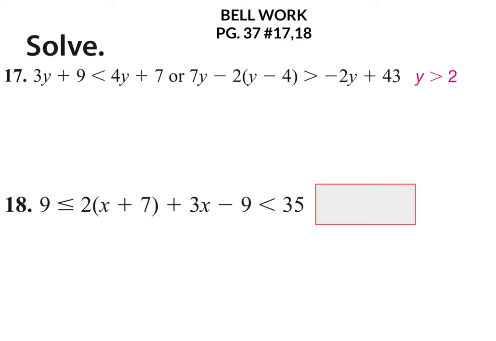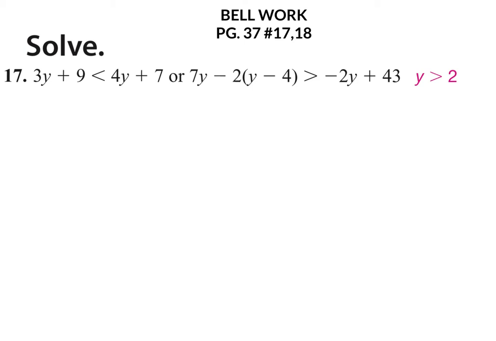All right, so for this first one, we're just going to do it individually. You did not have to do the second one. So we are going to do this one individually and this one individually.